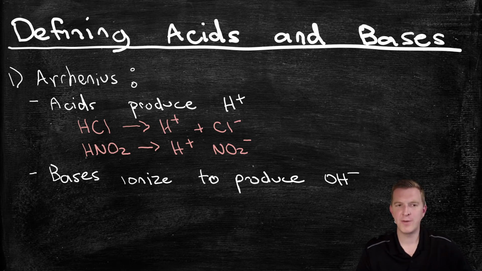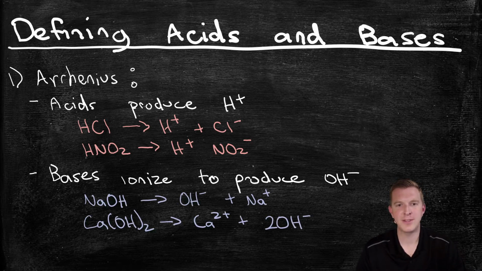So the definition for an Arrhenius base is something that's going to ionize to produce OH-. So this is something simple like sodium hydroxide or calcium hydroxide. Both of these are going to ionize into their separate parts. So you've got your hydroxide ion and your sodium ion. And in the case of calcium hydroxide, you have your calcium 2+ ion and 2 hydroxide ions that are formed. So the Arrhenius definition is the simplest form of an acid-base definition.